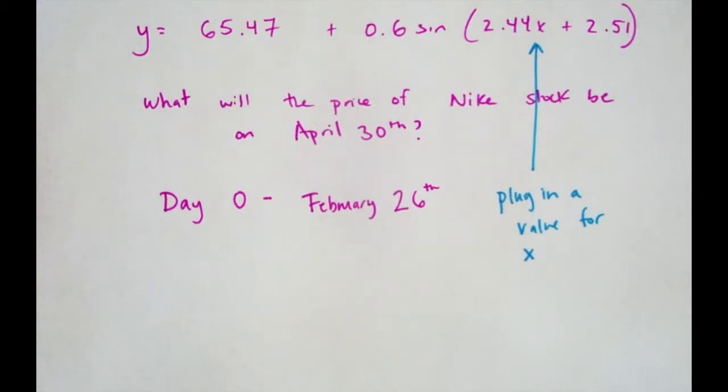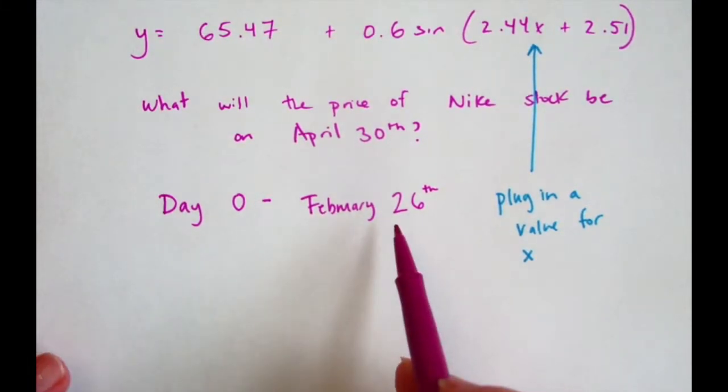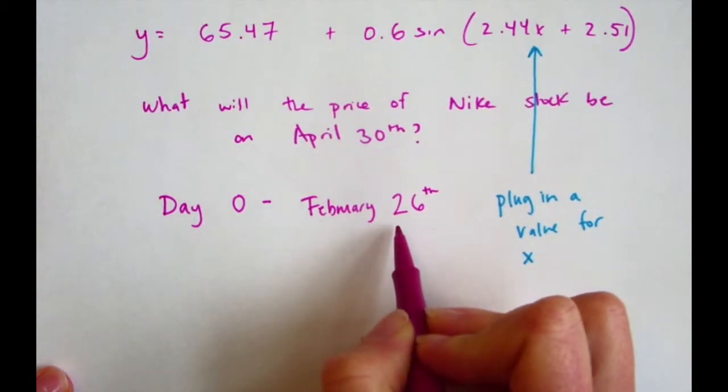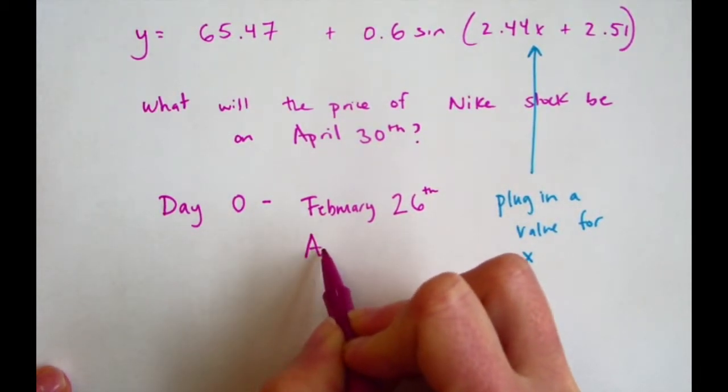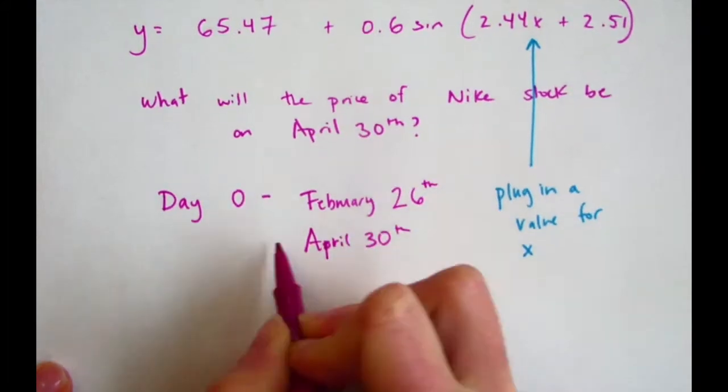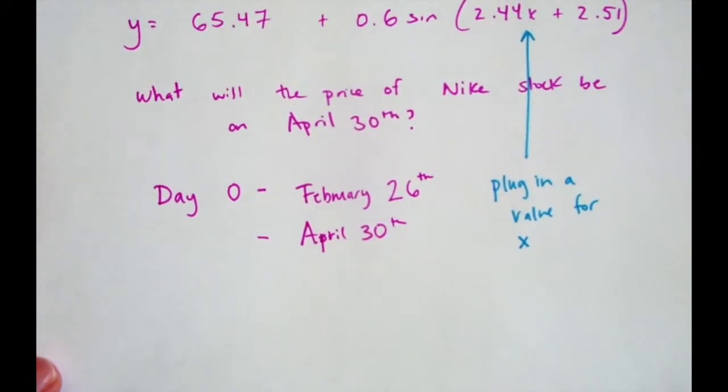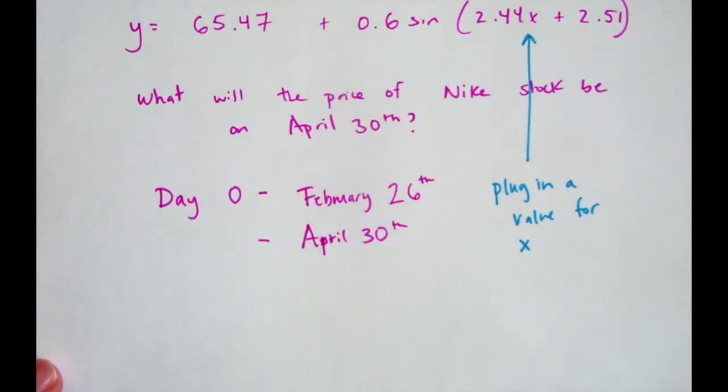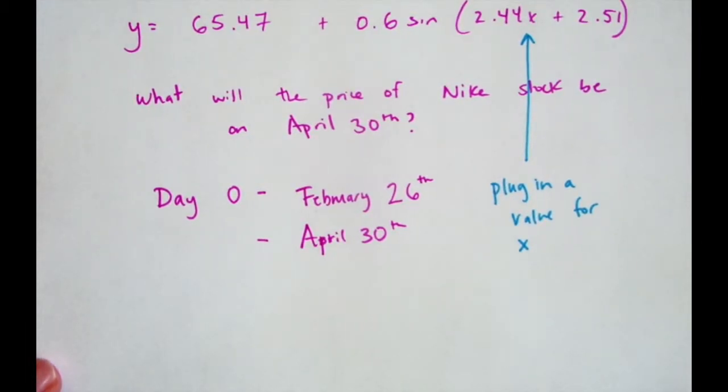So basically what I'm trying to figure out is, if day zero is defined as February 26th, how am I going to define April 30th? For this, it might be helpful to look at a calendar, because I certainly don't have memorized the number of days in the different months. If I look at a calendar, I can see that from February 26th to March 1st is 3 days. So there are 3 days until March.